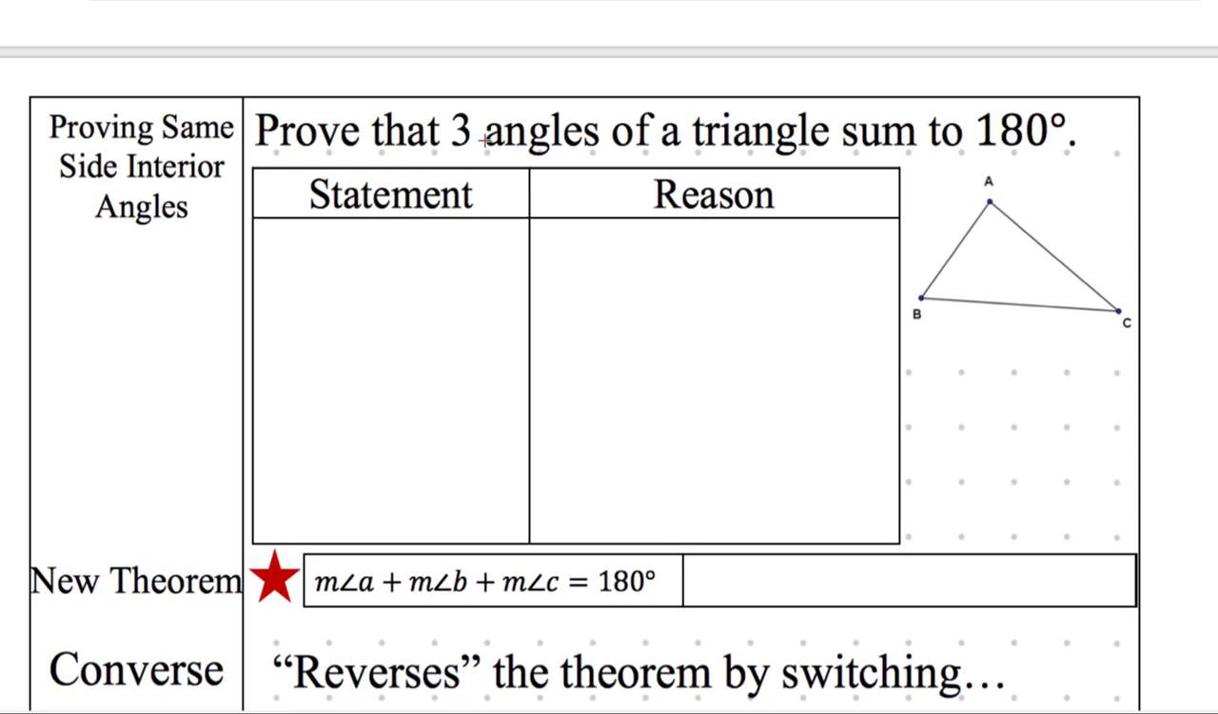Let's go ahead and be on our best behavior, everyone, as we prove that the 3 angles here, A, B, and C, add up to 180 degrees. Let's go ahead and preemptively say that this is angle A, this is angle B, and this is angle C.